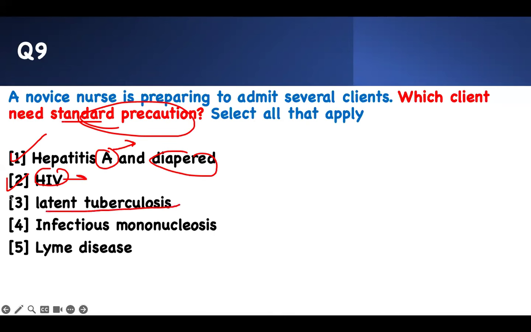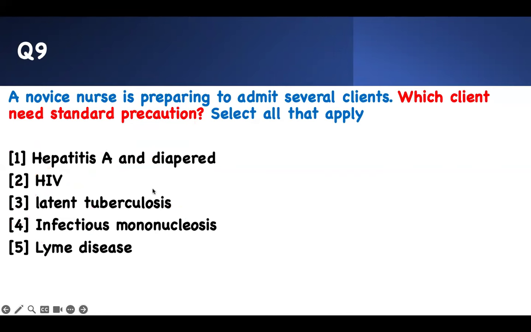Latent tuberculosis is also standard precaution. Infectious mononucleosis is caused by Epstein-Barr virus. It does not require contact, airborne or droplet precautions. It's still standard. Lyme disease is also standard. All these patients need standard precautions. You should know these organisms so that when you see them somewhere, you don't get trapped.